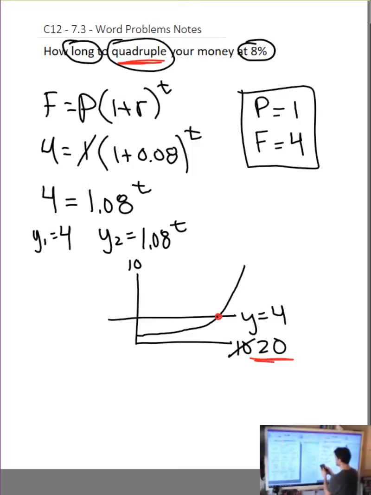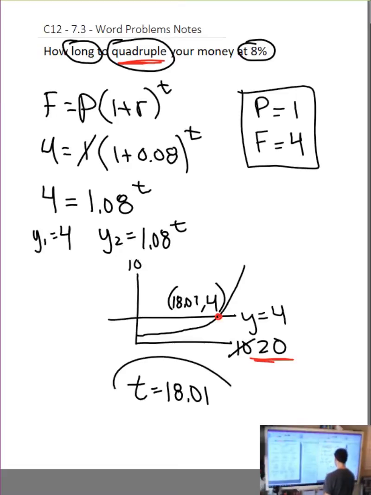So second, calc, 5, enter, enter, enter. We'll find that intersection, and it has an x value of 18.01 and a y value obviously of 4. Now x is t in this equation, so t is equal to 18.01, and don't forget your units. It says how long. Now I didn't include any units, so t is just 18.01.